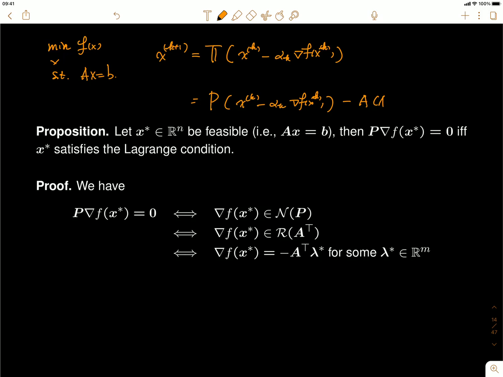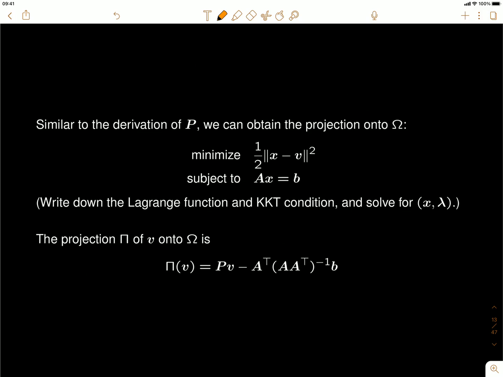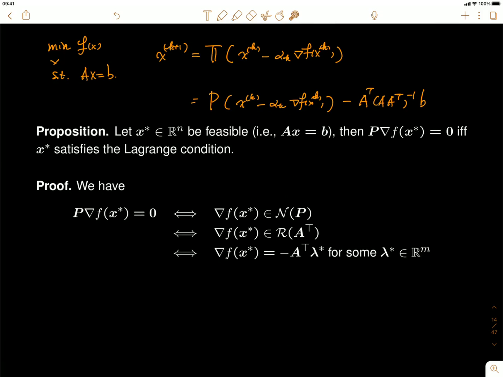So it's just equal to P times xk minus alpha k gradient f of xk, minus this matrix, which is A transpose, A A transpose inverse, times b. That's what we did here. This term, you just need to subtract that. So that's essentially what the projected gradient method is for this case.